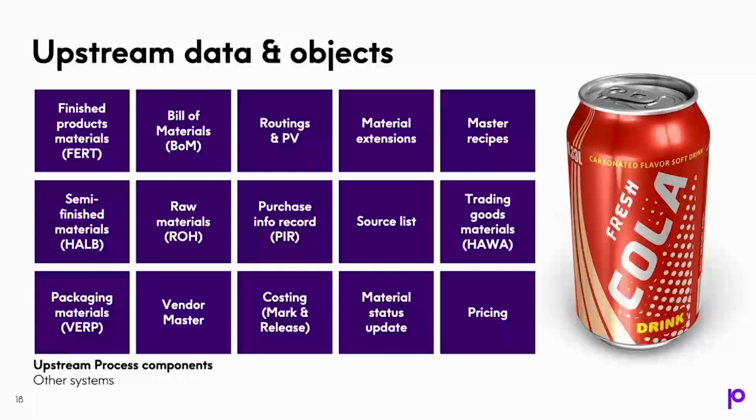I'm sure in your company, it looks something like that, only a lot more complicated. And then you've got all of those upstream data and objects. So this is your bills and materials and your routings and your purchase info records and your source lists and your pricing and every little bit of that, which are all the core parts of the data that you need, again, to manage and run your business. What do they look like? What do they sound like? How do they work? And how complex are those data objects?